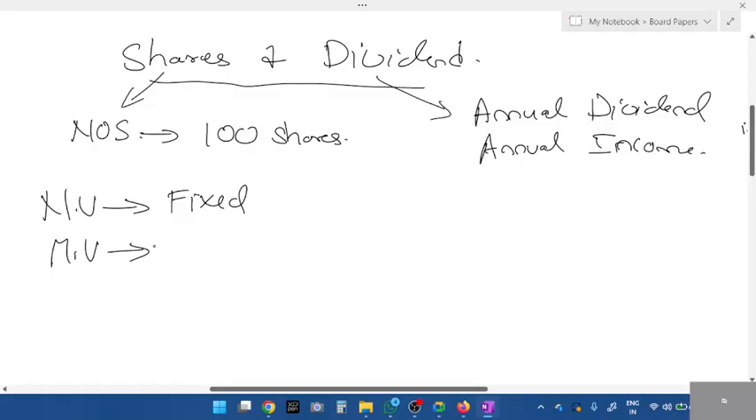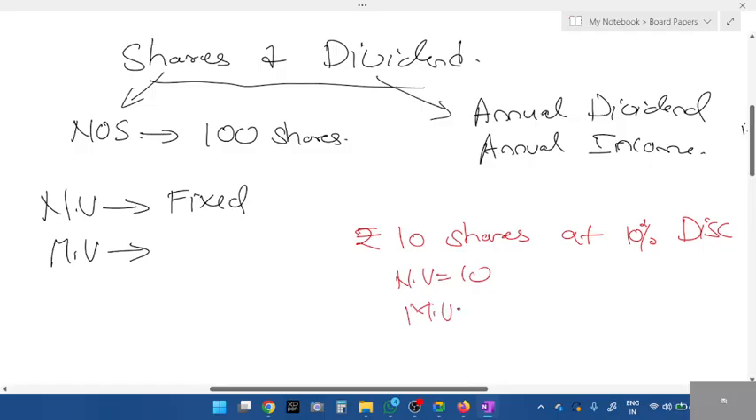Market value will be given directly, or they'll give you a discount or premium. If they tell you rupees 10 shares at 10% discount, for discount what will you do, add or subtract? Subtract it. So take nominal value as 10, students. Tell me the market value calculation: take this nominal value 10 minus 10%.